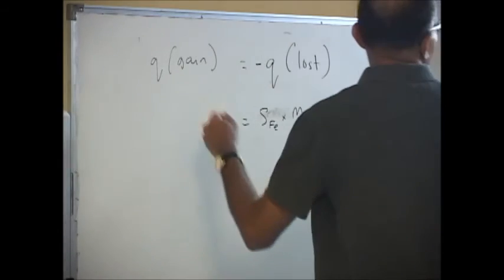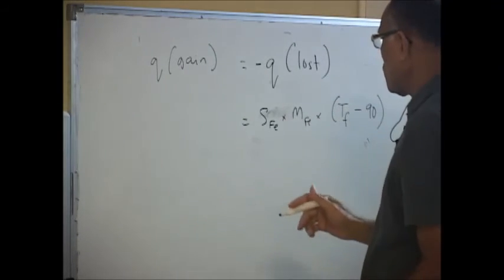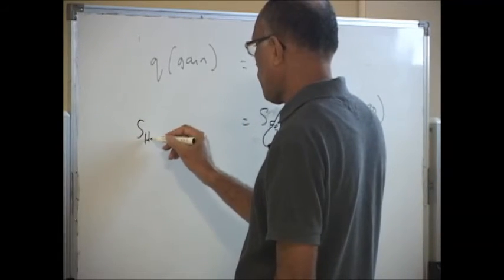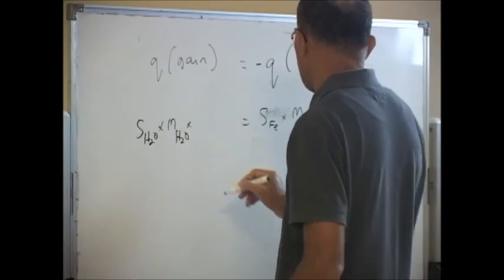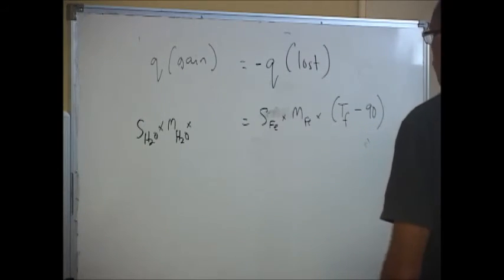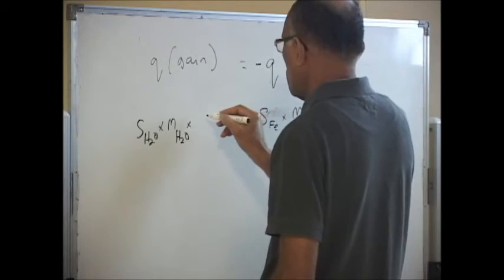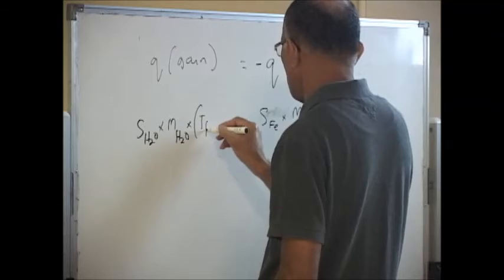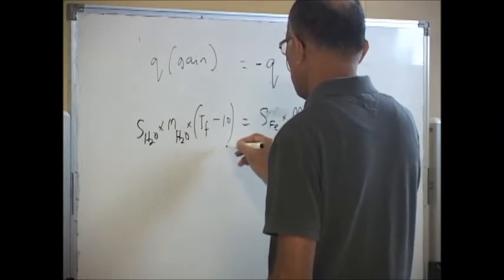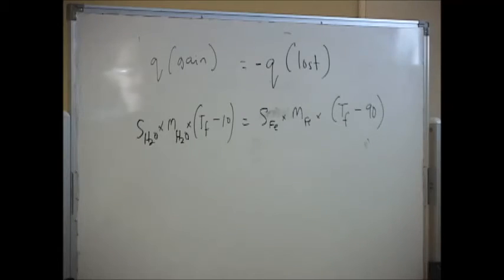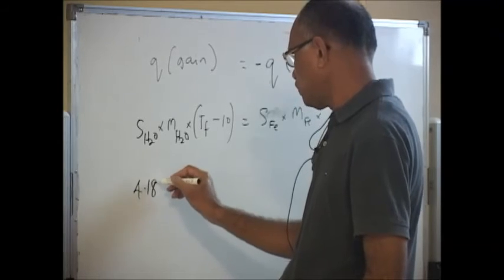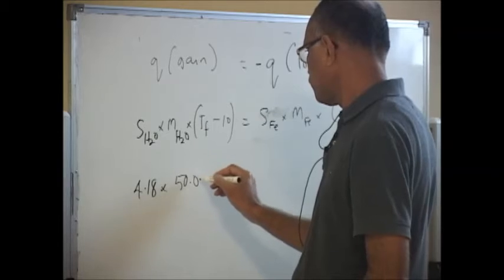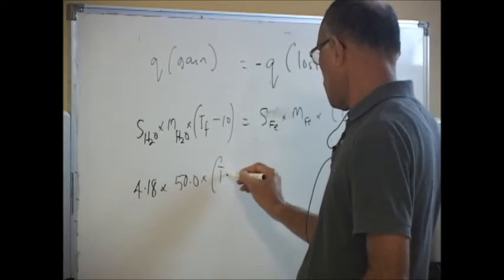And then you have the heat gain by water. It is 50 grams. So specific heat capacity of water times mass of water and temperature change of water, which is T final minus 10. So in this case, there is not a simple cancellation as we had before. So this is 4.18 times 50 times TF minus 10.